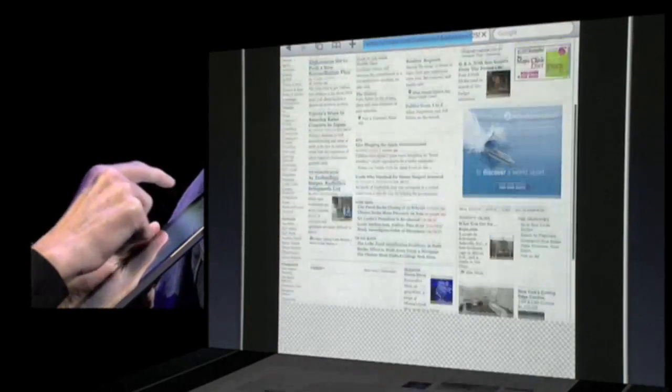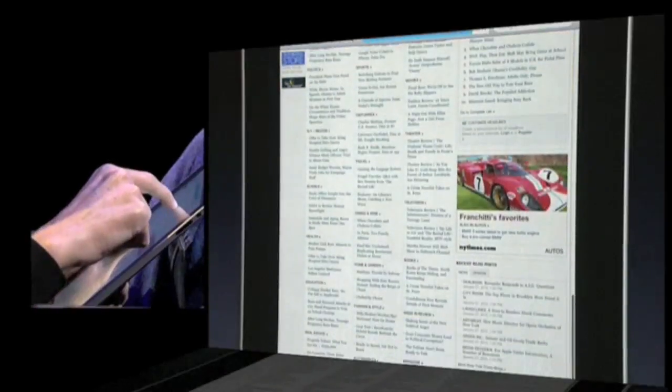Just scroll around here and look at the whole front page of the New York Times.